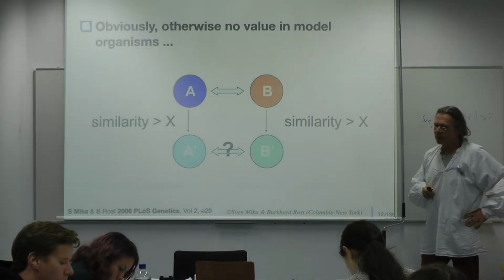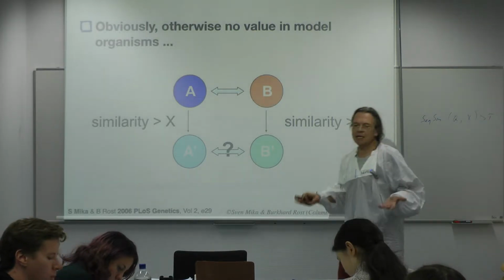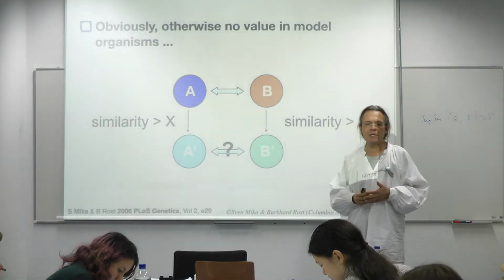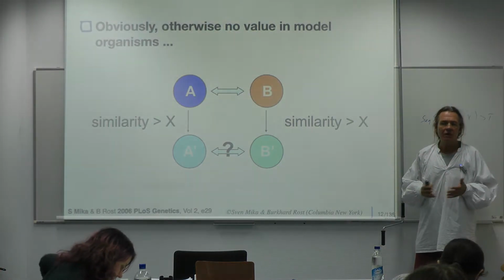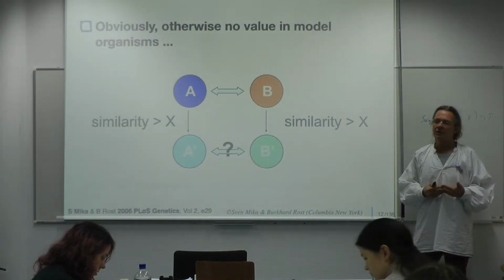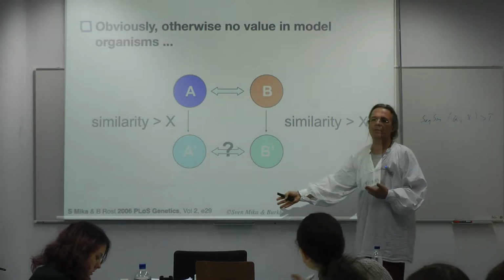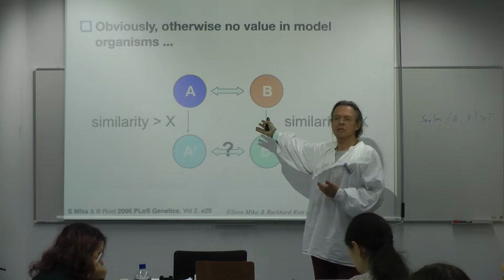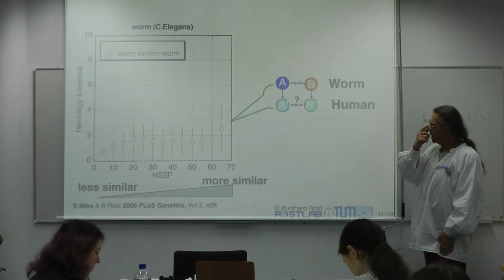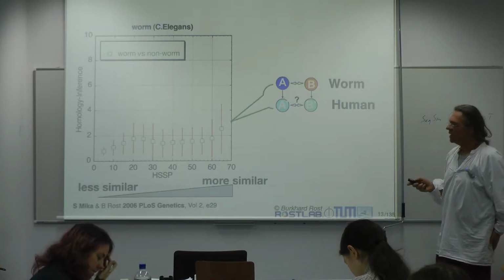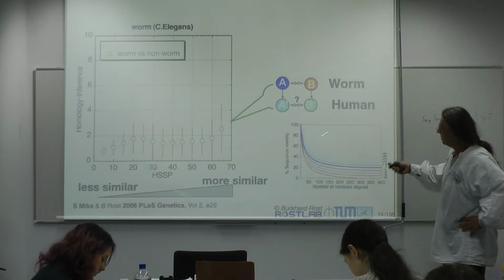So the first question is, can we do homology-based inference? And clearly the answer is we can. Otherwise we would never do yeast two-hybrid systems, because who cares about yeast? Ultimately, we do yeast two-hybrid systems because we hope that by studying proteins in yeast, we can learn something about proteins in human, because we assume that this works, right? Okay, let's just look at how well it works, and the scale here is the HSSP threshold.